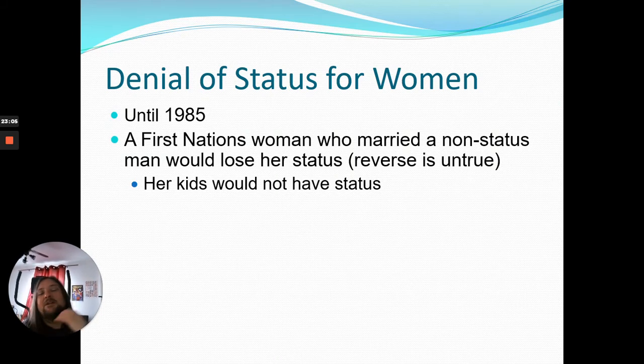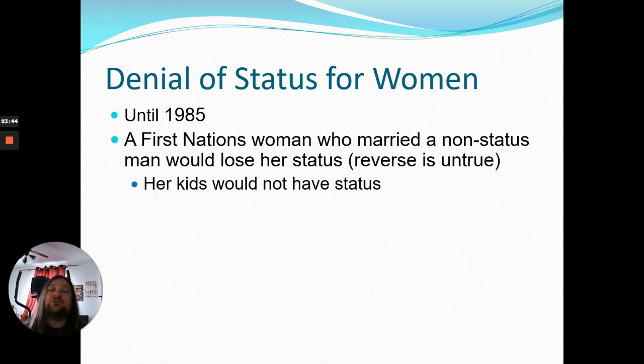How the Indian Act worked until 1985 is that a First Nations or, quote-unquote, Indian woman who married a non-status man would lose her status. Even if she married a man who had been born First Nations, if he had lost his status, and we'll talk later about how loss of status would work, she would lose her status too. If she married an Inuit man, Inuit were not subject to the Indian Act, she would lose her status. If she married a white man or a black man who didn't have status, she would lose her status. And so would her kids. Her kids would never have status because she didn't.